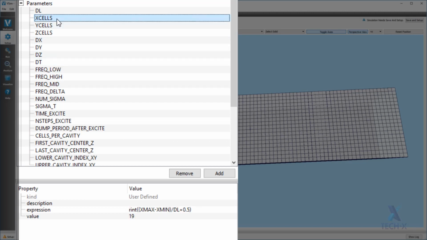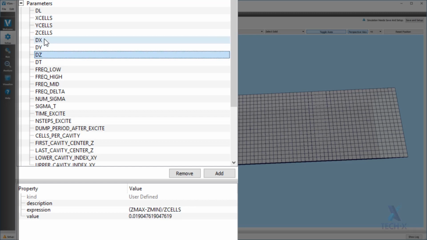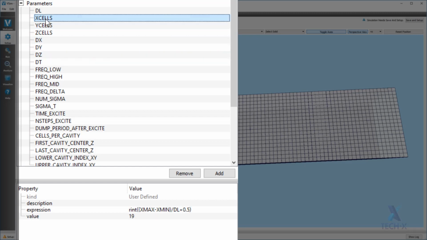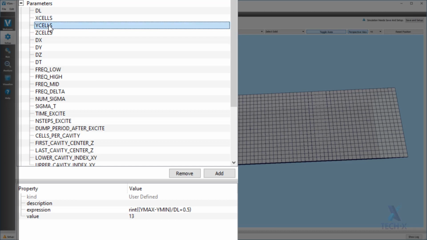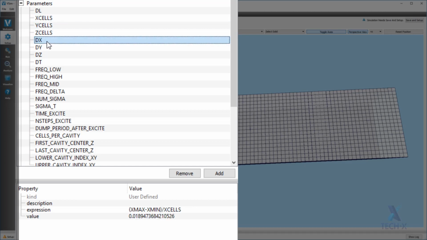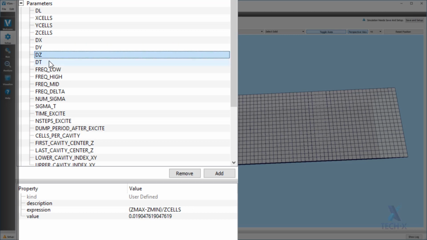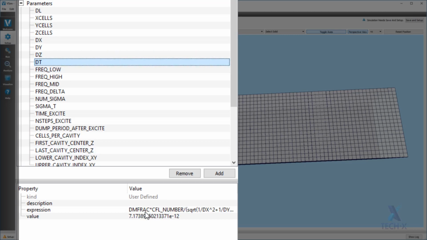Once we actually have an integer number of cells, then we need to recalculate the dx, the dy, and the dz, because we rounded during this calculation of the cells, and so we want to get the real value of the grid spacing. Here's our dt, which, as I said, we use the CFL condition, we use the grid spacing, we use the speed of light, and we use this diameter fraction here. You don't need this dt calculation necessarily. VSim will calculate that for you automatically, but we have it here so we can see what it is.